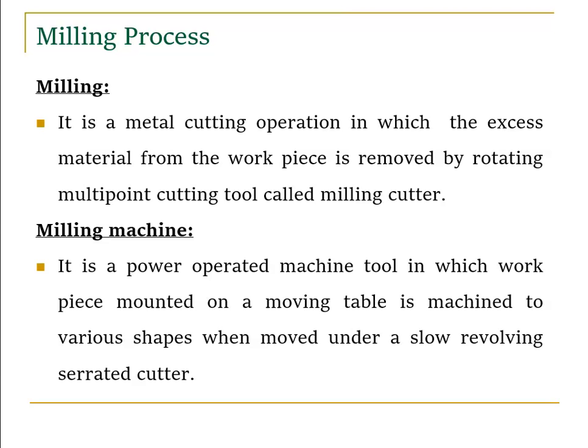The workpiece is mounted on the table. We can get various shapes in a milling machine, any shape can be made, and the workpiece will move under the slow revolving cutter. Using the relative motion between the workpiece and the cutter, we do the machining. That is a milling machine.